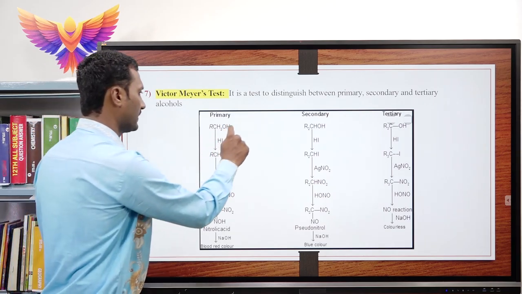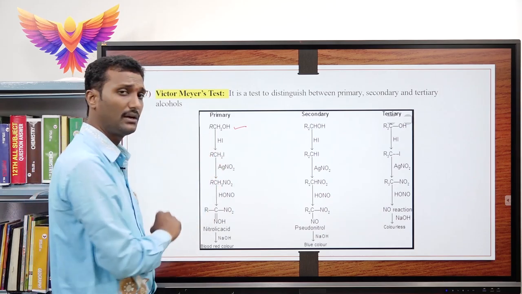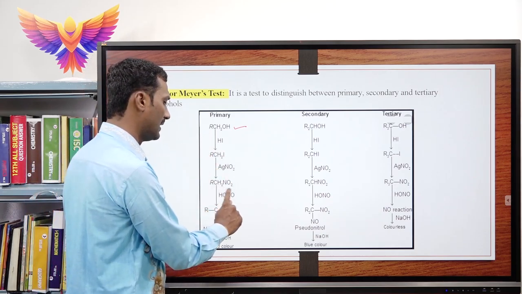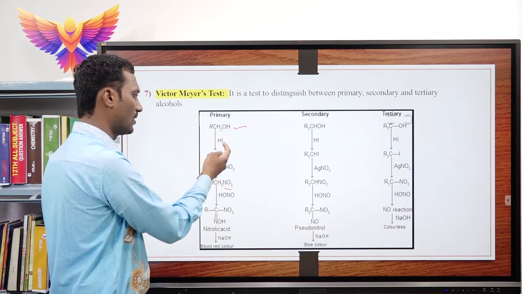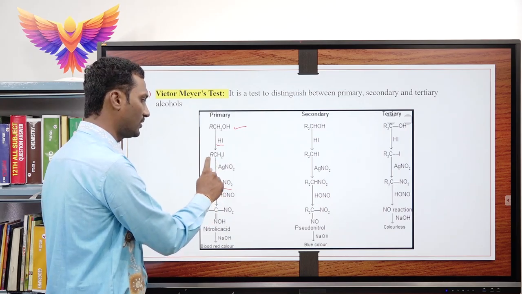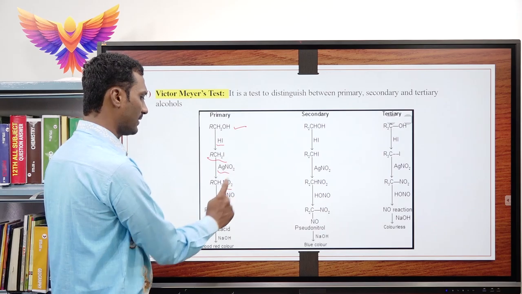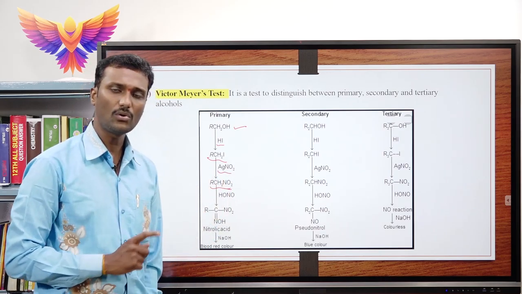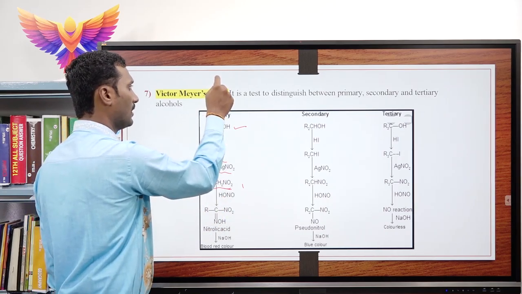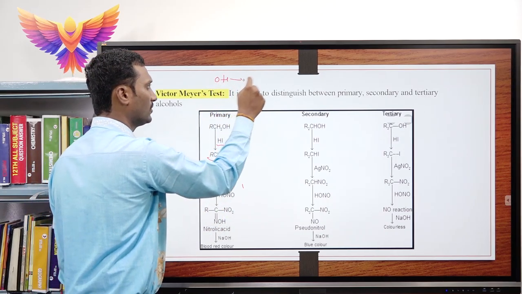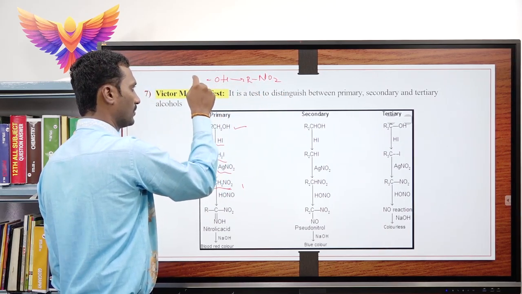Initially we have taken the primary alcohol. As I said, it takes a number of steps. First, the primary alcohol we need to convert into a nitro group. How do we convert to a nitro group? That we cannot convert directly. So the alcohol reacts with hydrogen iodide to give an alkyl iodide. The alkyl iodide reacts with silver nitrite, and we get a nitroalkane. Am I right? So this is what we converted initially. The alcohol we need to convert into the nitro group, where the R group is there.